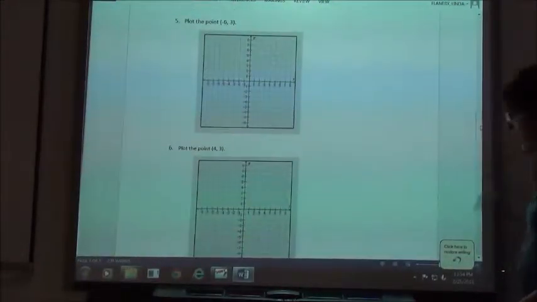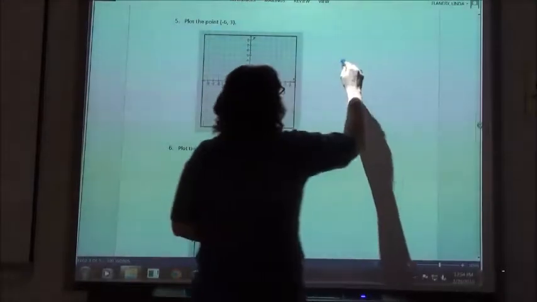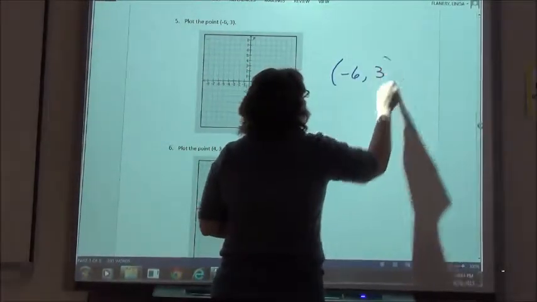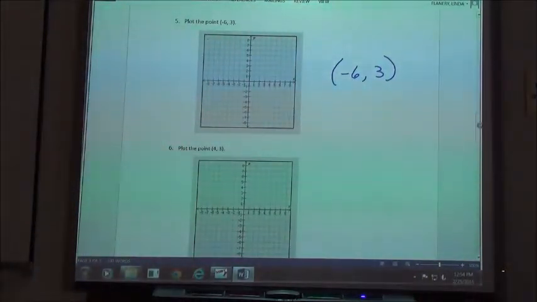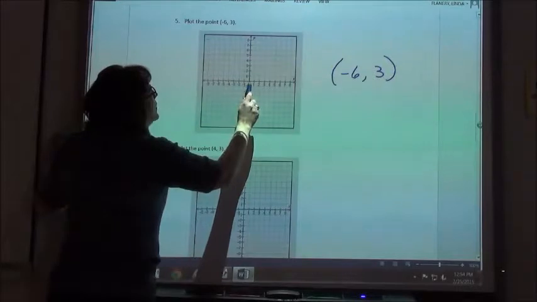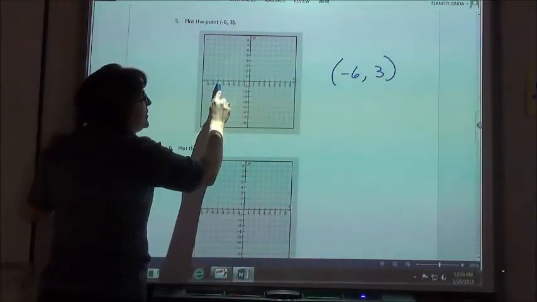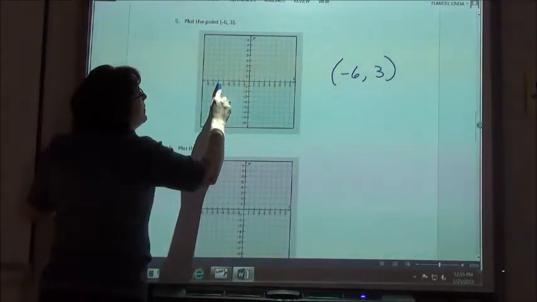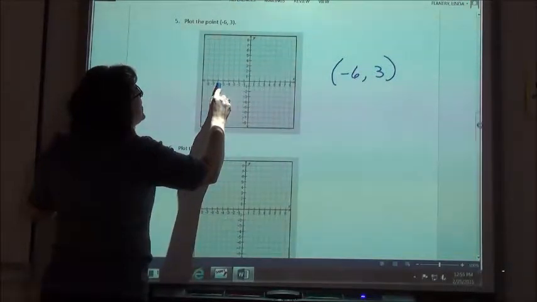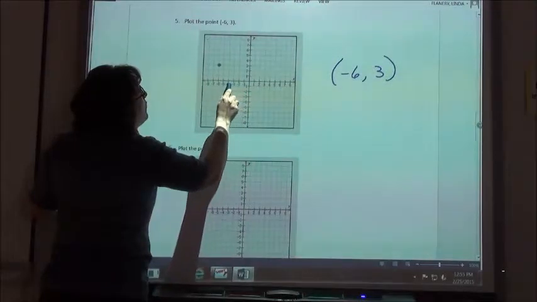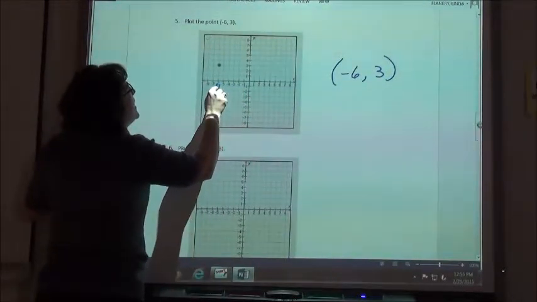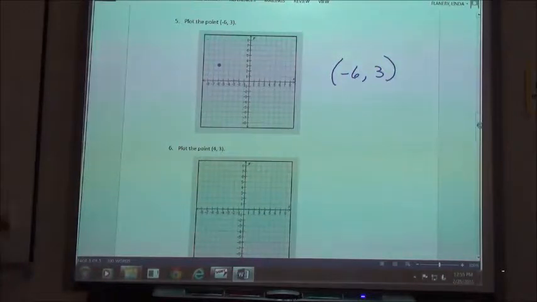So if we are going to plot the point -6, 3, if I start at 0, 0, what am I going to do? Move over to -6. Go to -6 on your x-axis, and then go up 3. Positive 3, up 3. So I went 1, 2, 3, 4, 5, 6 to the left, since 6 was negative, up 3, and so -6, 3 would be on my graph.